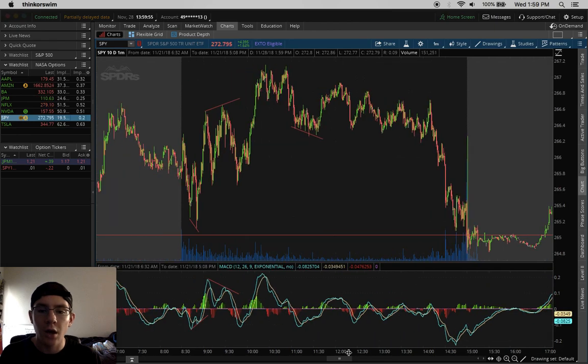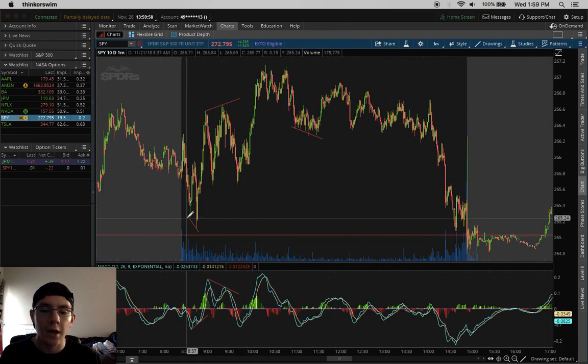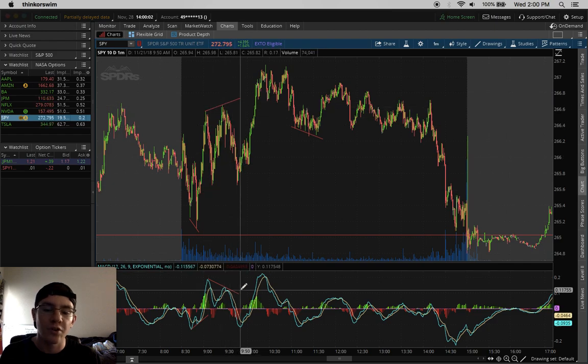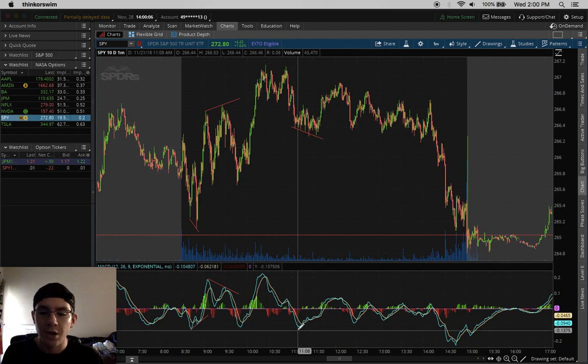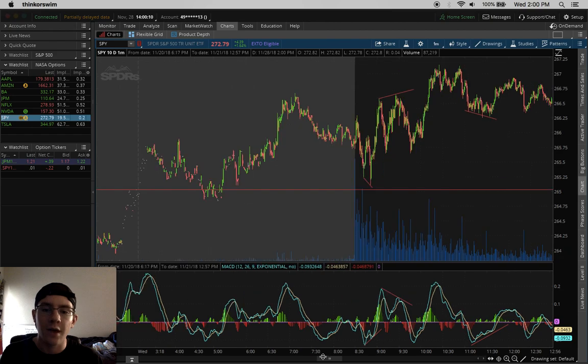So I can show y'all a bajillion patterns, right? Like here, this is diverging, but MACD is pushing to the upside. This is pushing up. This is pushing to the downside, and that's why we're getting that reversal, right? This is pushing down. This is pushing up, right? It's basically the same thing as the RSI divergence.